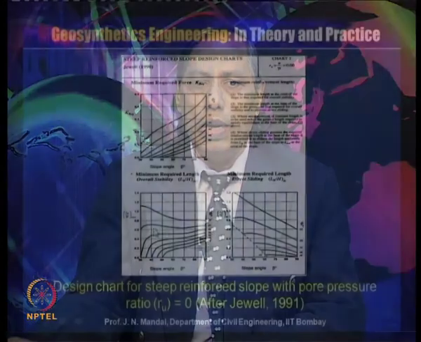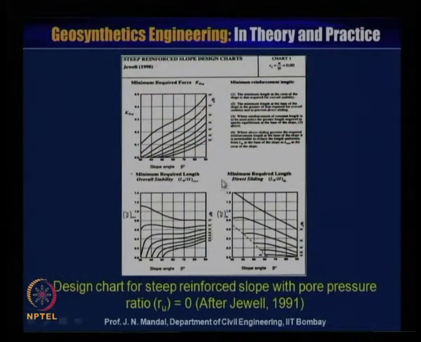Similarly, you can determine the minimum required length for sliding, that means LR by H due to direct sliding. So, if you know the angle beta and phi, then you can calculate what is LR by H due to sliding. I am just representing here the design chart for the steep reinforced slope with the pore water pressure ratio Ru equal to 0. This is given by Jewell 1991.